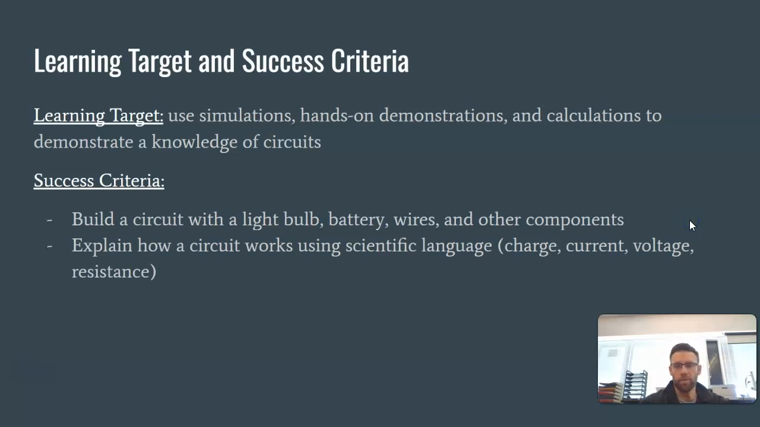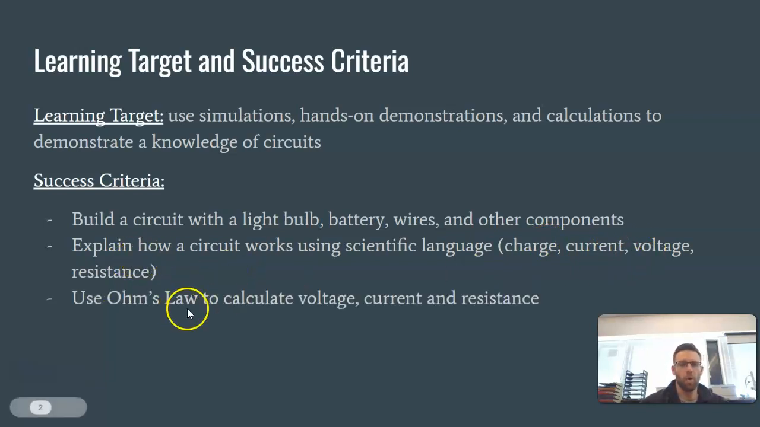Explain how a circuit works using scientific language like charge, current, voltage, resistance. And then use Ohm's law to calculate voltage, current, and resistance. And then finally, can you calculate power of an electrical system?